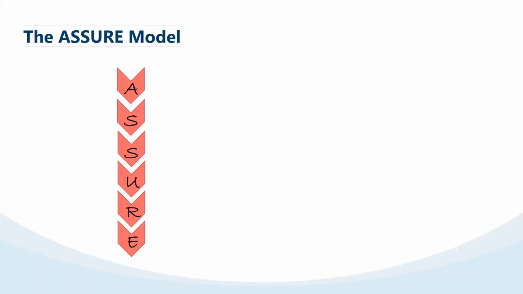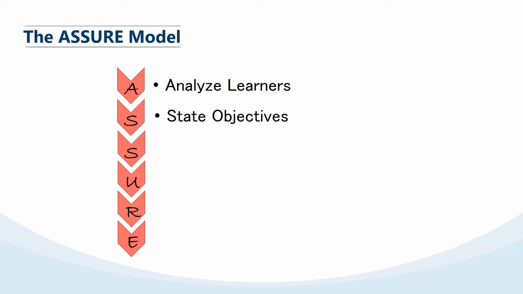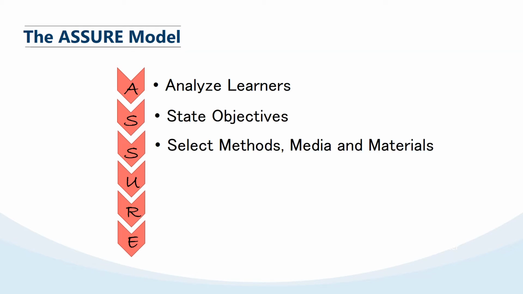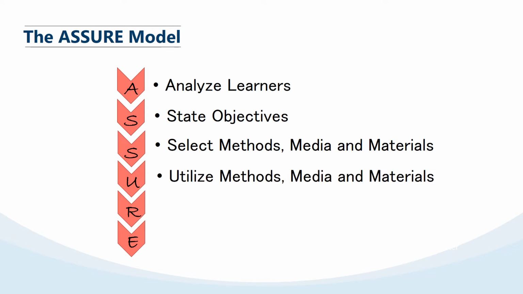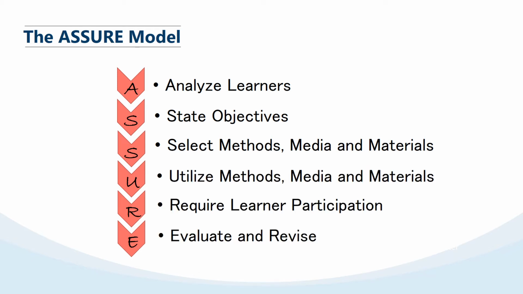The ASSURE model has 6 steps, each represented by a letter in the acronym title, with each step describing a set of tasks central to informing the selection and use of educational technology. The ASSURE acronym stands for the important components: analyze learners, state objectives, select methods, media, and materials, utilize methods, media, and materials, require learner participation, and evaluate and revise.